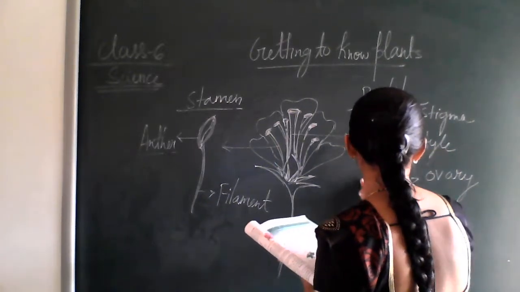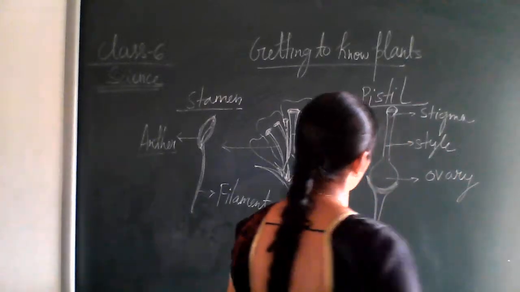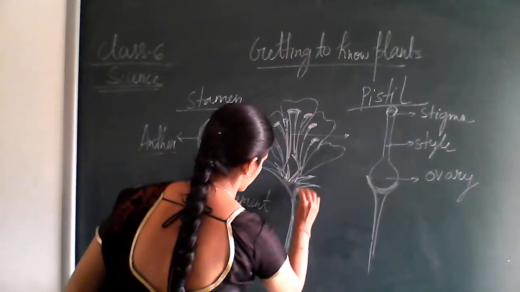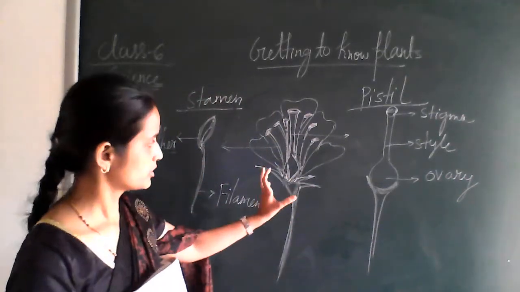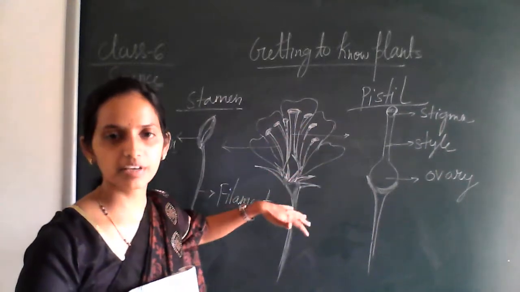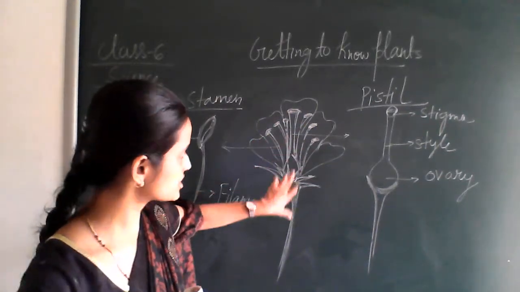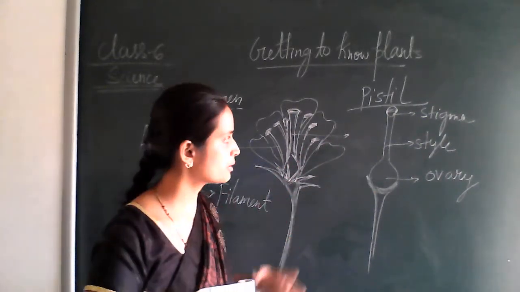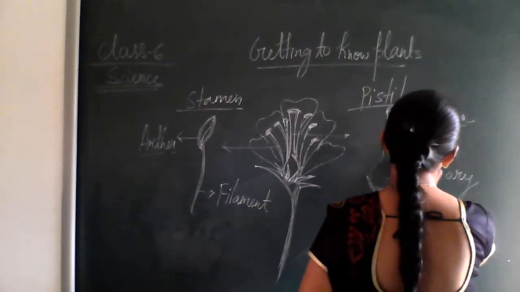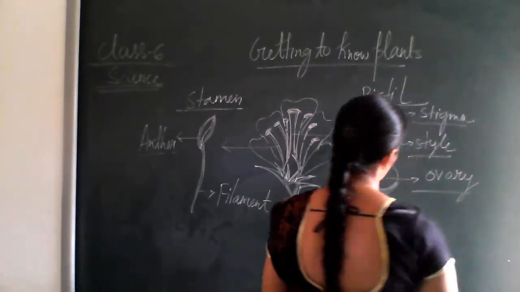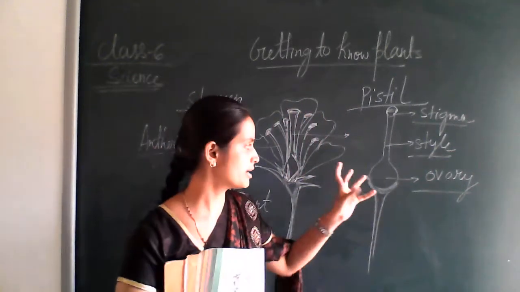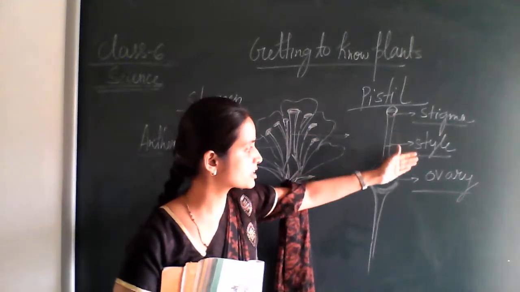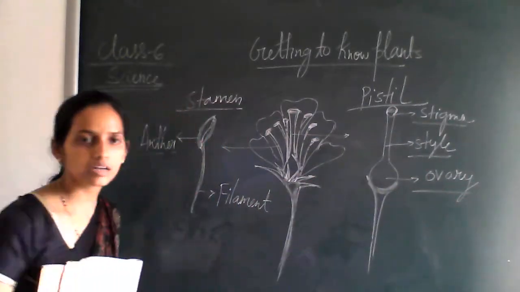Okay, so this is the structure. When we have removed all the parts of the flower and taken just the center part, that is called the pistil, right? So how many parts does the pistil have? The stigma, the center is your style, and lastly the bulge part, that is your ovary. So these are the parts of your pistil.